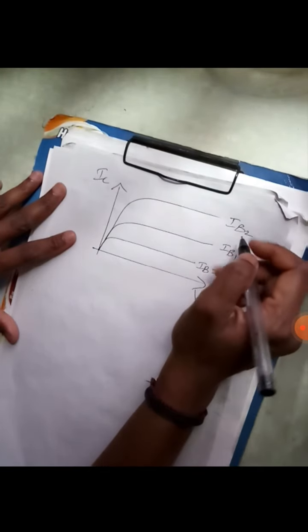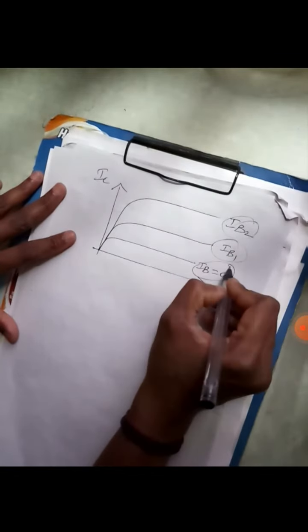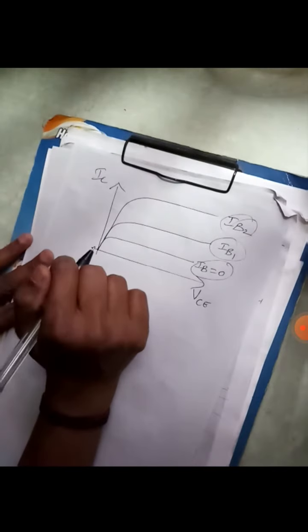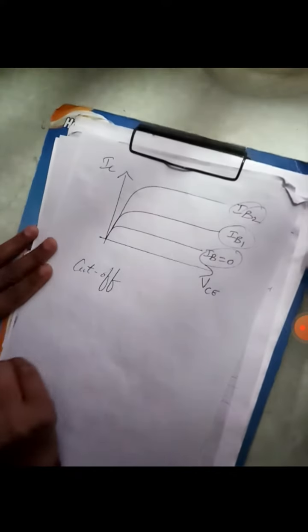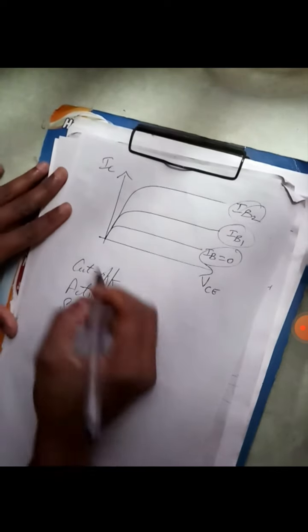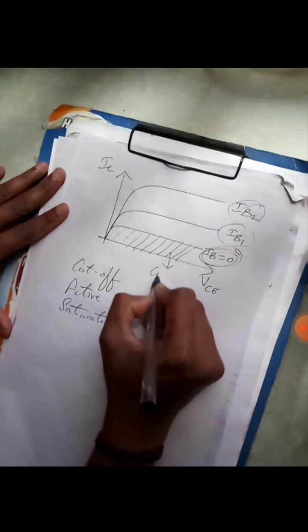So I'll be getting a number of curves for different values of IB, and this graph is what we call the output characteristics. In the output characteristics, I get three regions: one is the cut off region, the other is the active region, and the last one is the saturation region. The cut off region is the region which lies below IB equal to 0. That region is called the cut off region.